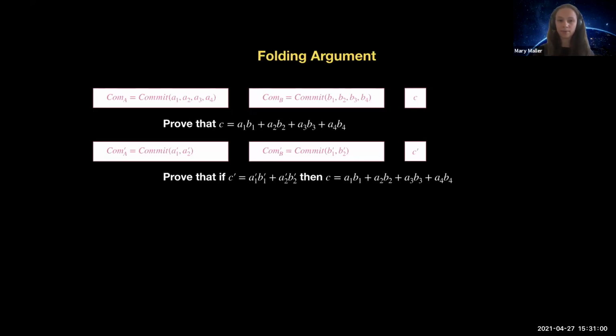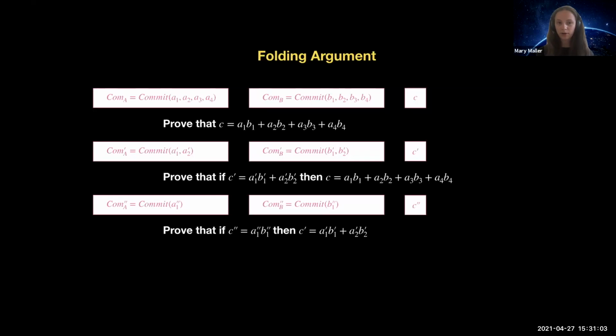And then you apply the same trick again, and you say, okay, we've got these commitments with 2 inputs. What happens if we fold them down to a commitment with 1 input? And then we're going to prove that if A1''B1'' equals C'', then C' equals A1'B1' plus A2'B2'. Because if the first statement holds and the second statement holds and the third statement holds, we've proven the whole thing. And then just at the end, in order to show that the last statement holds, you can open the commitments because that's a single value and is very cheap to do.